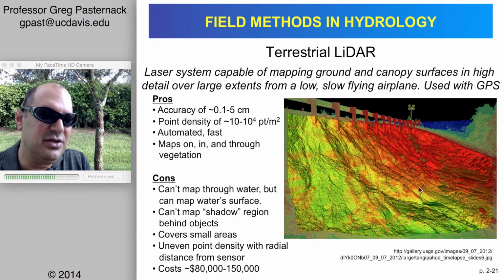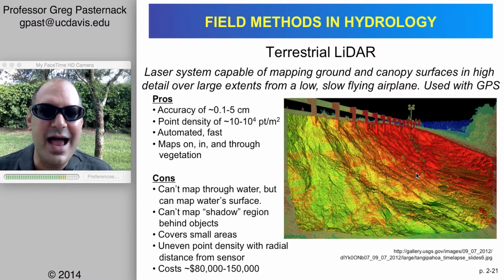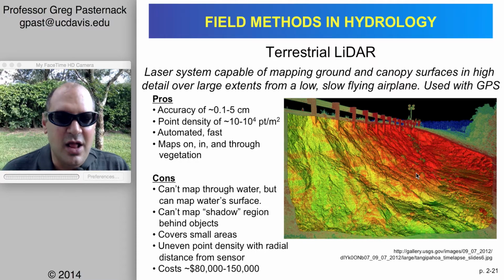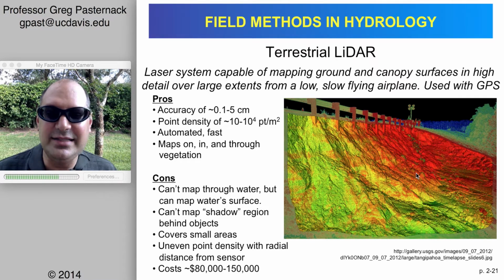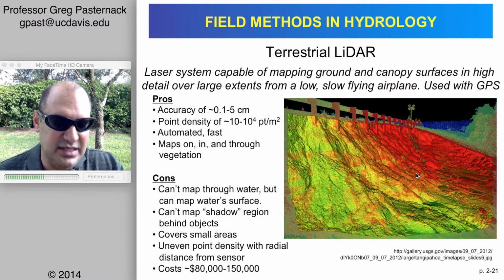But this is a pretty ideal setting. There's not a lot of shadow in this image. A terrestrial LiDAR costs $80,000 to $150,000 to buy. Terrestrial LiDAR is becoming widely used in forensics, crime scene investigation, as well as in earth science to really see the details of processes at the millimeter to centimeter scale.